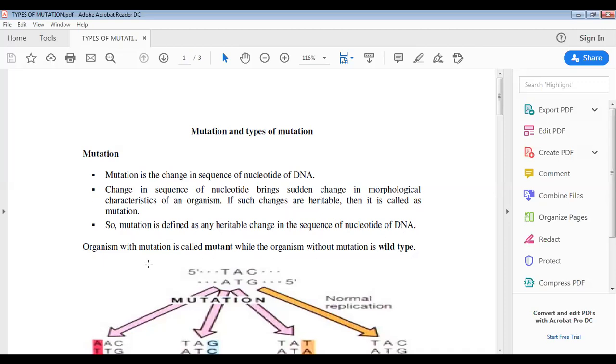Now, an organism with a mutation is called a mutant. If in a particular organism a mutation has taken place, then it is termed a mutant, while the organism which does not have any kind of mutation is termed wild type.